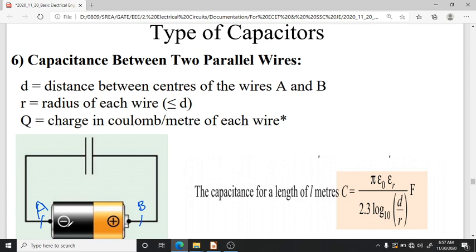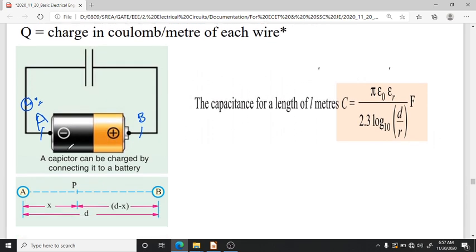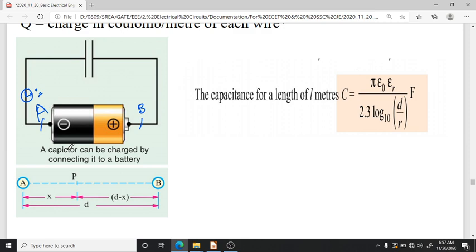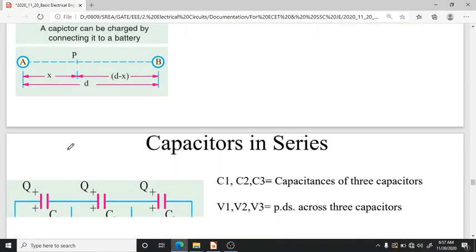And the radius of each wire means, suppose this wire has some diameter. What is the radius? Based on the radius, current also flows, so it creates an area. Then d by r, like this, gives the capacitance for a length of L meters.